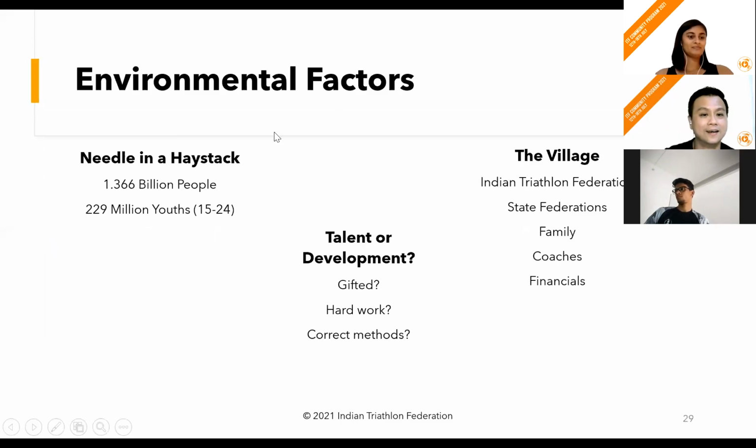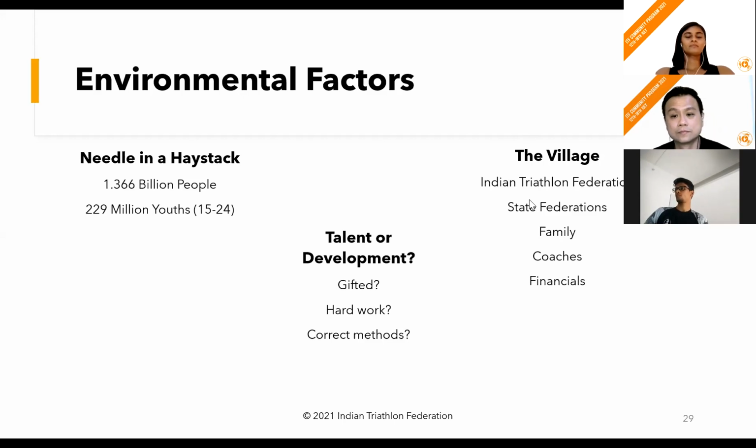I think we all know this, but Eugene just pulled out a needle in a haystack. There's 229 million youths between the ages of 15 to 24. So talent identification may seem like an easy word. Just, I don't think an entire state in India can reach 229 people to do standardized testing on them. So there are a lot of factors that will come up in identifying the right talent.